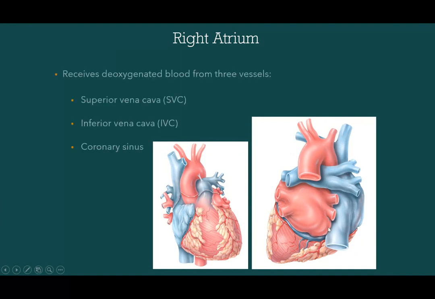So, with the right atrium, we are going to be receiving deoxygenated blood from three specific locations. Deoxygenated blood meaning it does not have oxygen in it. Okay, awesome. So, blood is going to enter the right atrium from the systemic circuit via the superior vena cava, inferior vena cava, and the coronary sinus.